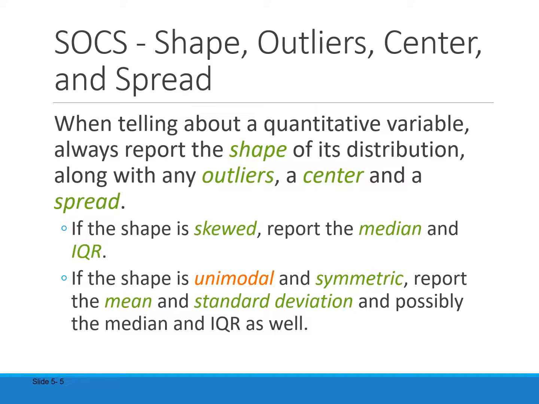So remember, anytime that we have a quantitative variable and we're asked to describe it, we use the acronym SOCS: shape, outlier, center, spread. Now when it comes to the shape, we want to pick our center and spread deliberately. If the shape is skewed, we use the median and the IQR. If we have a unimodal and symmetric shape, we report the mean and standard deviation. If we want to give the median and IQR, we can, but mean and standard deviation are the appropriate measures of center and spread.